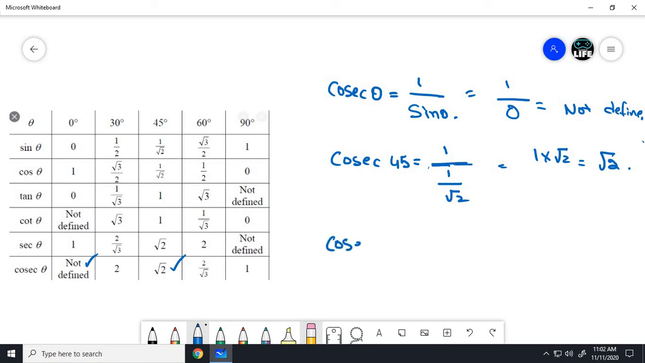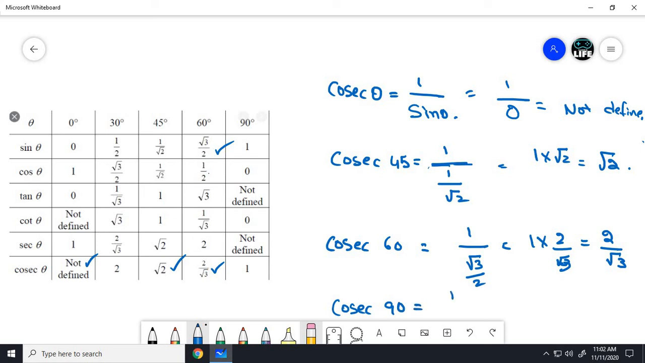So now check for cosecant 60 degrees. How much is sin 60 degrees? Sin 60 degrees is root 3 by 2. So when changing into the numerator, it will be reciprocal. So 1 into 2 by root 3, that is equal to 2 by root 3. Correct? Yes, it is correct. So now check for 90 degrees. Cosecant 90 degrees equals 1 by sin 90 degrees, which is 1. So it is 1. Hope you understood.